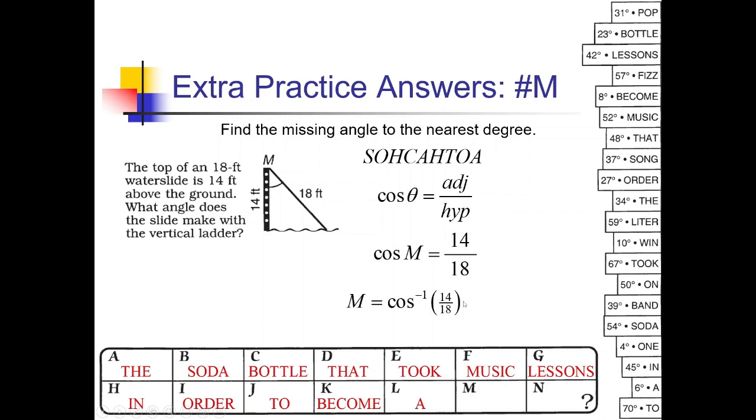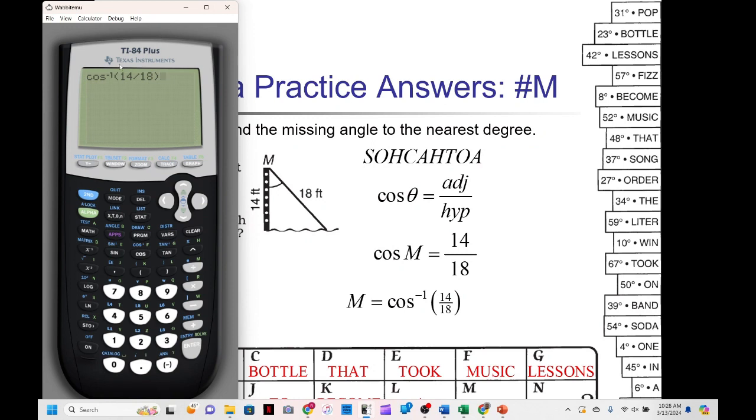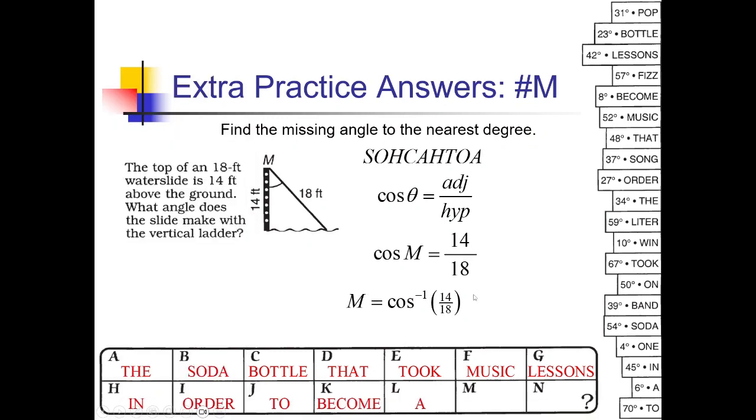All right, calculator time. So inverse cosine of 14 over 18, that's giving me 38.9, so we'll round that off to 39 degrees. And then 39 degrees, I see it actually right here, this is band, so we'll put that under M.